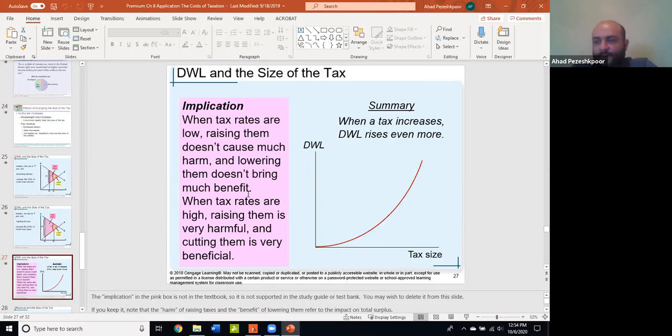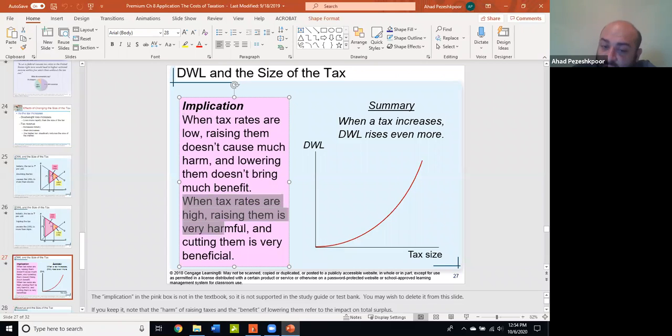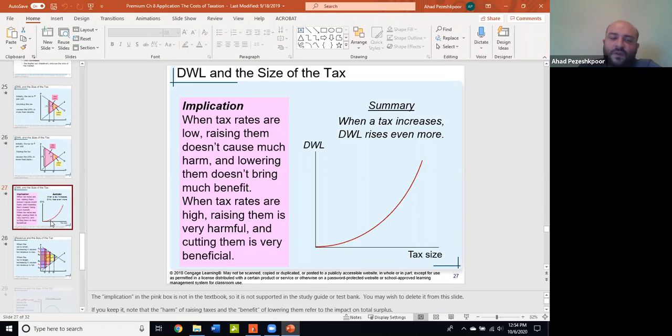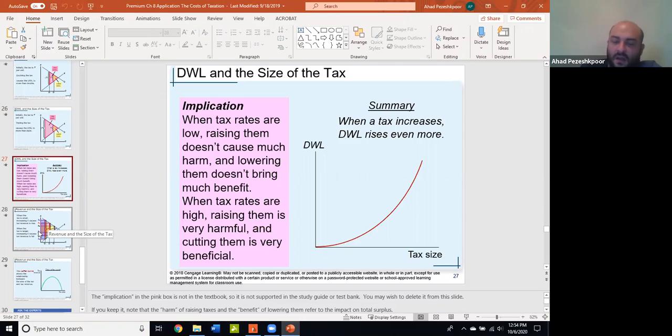And right now, the main political battle in the United States is based on this. One side is saying that taxes are really low, so we can afford to raise them just a little bit at least. The other side is saying taxes are too high, raising them is very harmful, and different economists have different opinions about it.